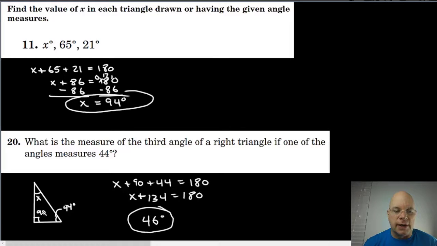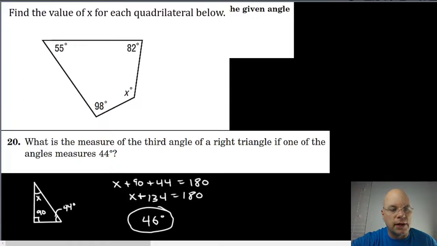You could also recognize that if you have a right triangle, the other two angles must be complementary because they have to add up to 90. The sum of these two angles plus the 90 has to be 180. 90 plus 90 is 180. So if you recognize that these angles are complementary, then you could have just subtracted 44 from 90. That would be another way to solve this problem.